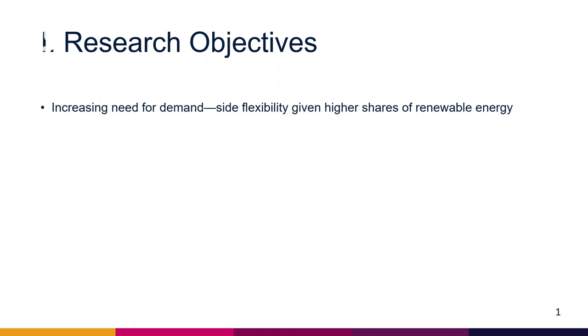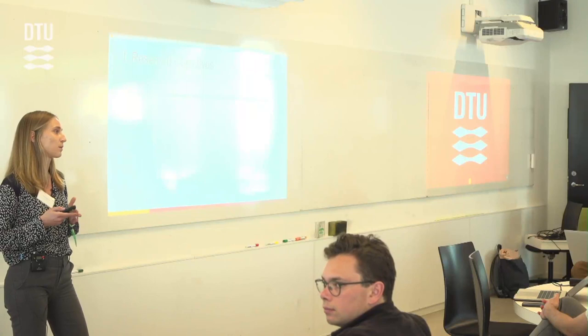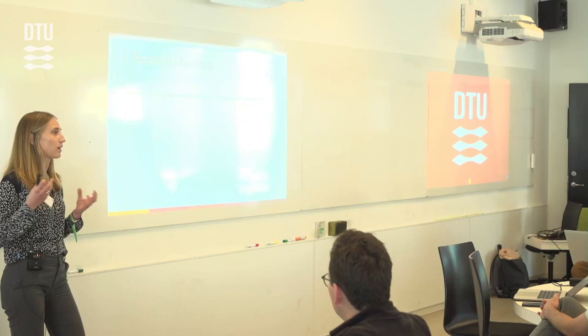Now we know that's very challenging because with renewable energy, we could need 70 to 85% of renewable energy, for example, in the power systems, and that's intermittent. So in order to integrate it, we need some flexibility on the demand side.